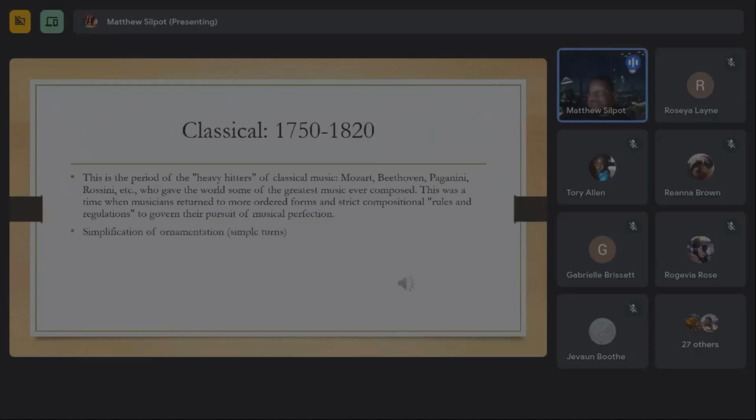That's when musicians return to more ordered forms and strict compositional rules and regulations, right? So highlights, simplification of ornamentation, or we have simple turns. The tonality was simplified. We have lesser dense textures, often symmetrical phrasing, which is clearly stated, and incomplete and complete cadences. And we know what a cadence is, right?